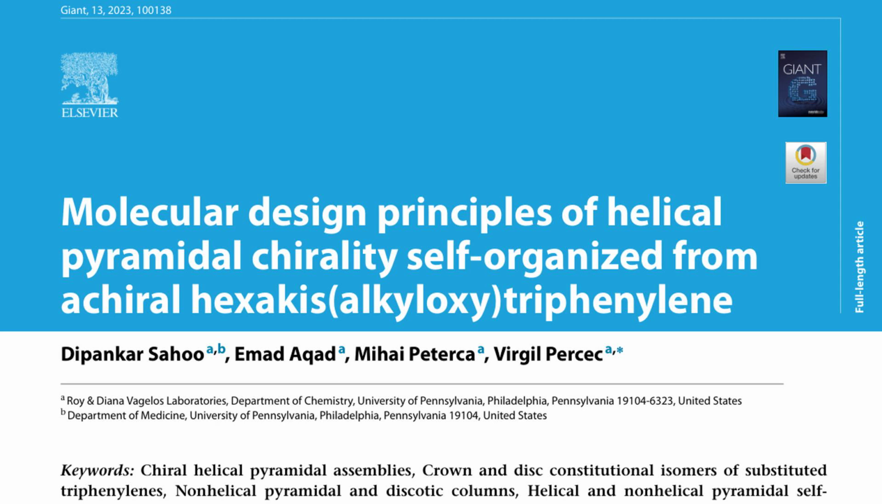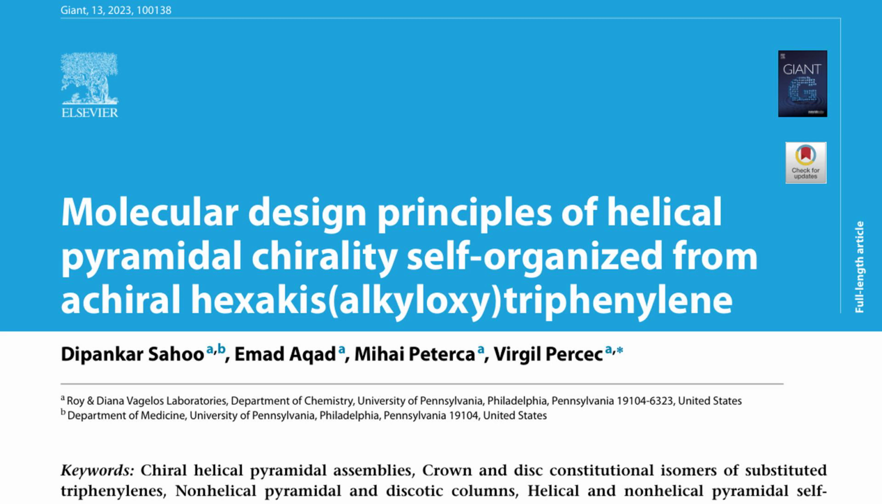To determine the structures of these 3D helical and non-helical pyramidal as well as non-helical discotic columns, the authors use oriented fiber X-ray diffractograms reconstructed with the help of molecular models. They find that a single self-assembling building block, HATN, can self-organize either helical chiral pyramidal or non-helical pyramidal or even non-helical discotic assemblies via two of its constitutional isomers.